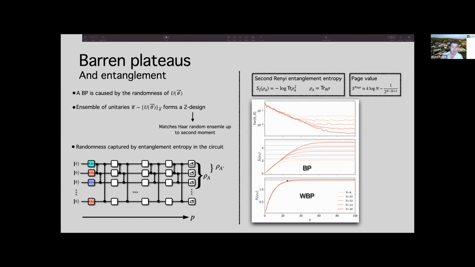If you now consider a smaller subregion, this region A prime, which is a lot smaller, it reaches Page entanglement entropy at a smaller circuit depth. We call this a weak Barren Plateau. So a full Barren Plateau is if you check half of the system, and a weak Barren Plateau is if you check only a small subregion. It will become clear later on why we do this.